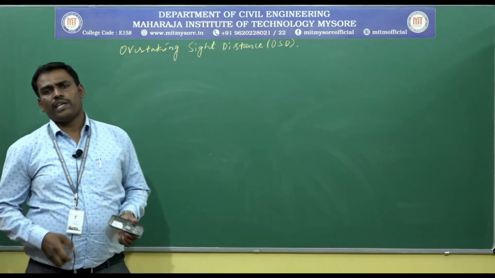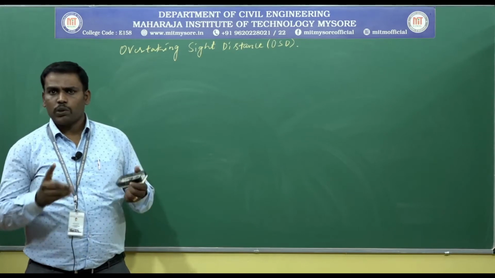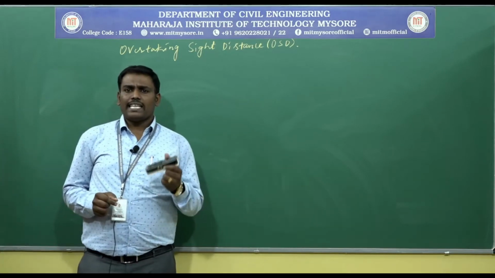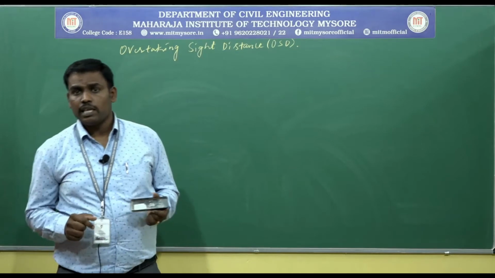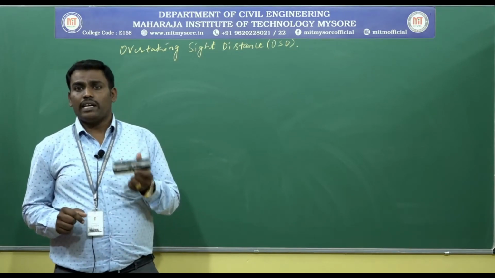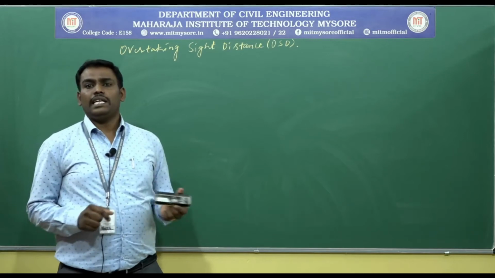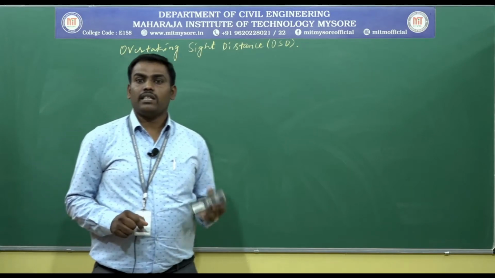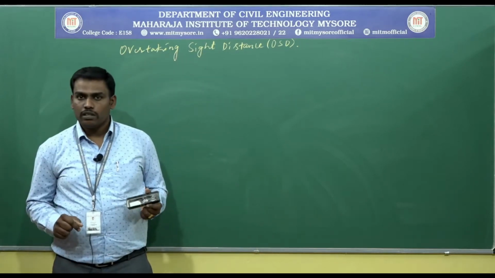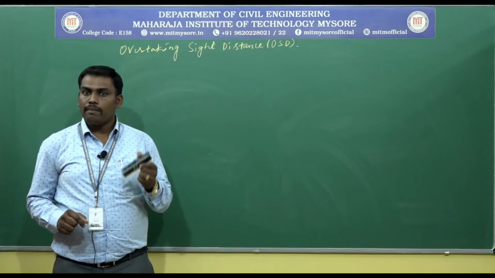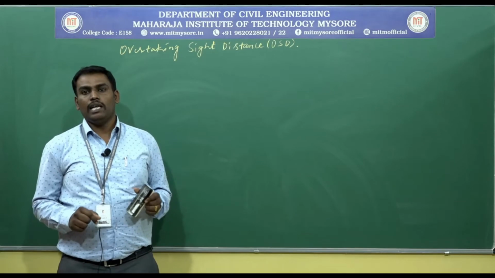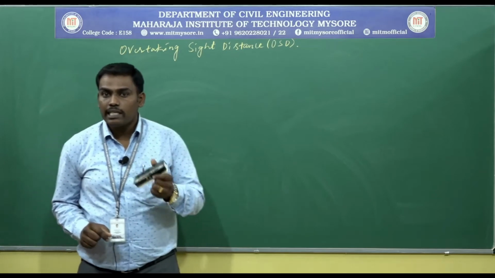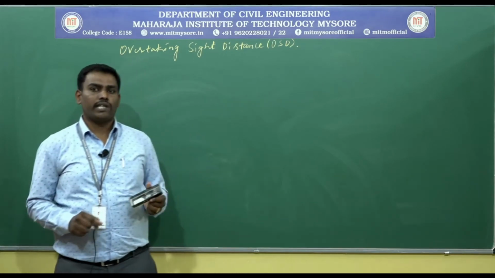What do you mean by overtaking side distance? There are two definitions for overtaking side distance. The first one: the overtaking side distance is the minimum distance available for a driver of a vehicle intending to overtake a slow moving vehicle ahead with safety against the traffic of opposite direction. Is it clear? That is the overtaking side distance.